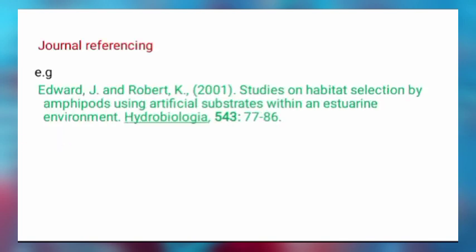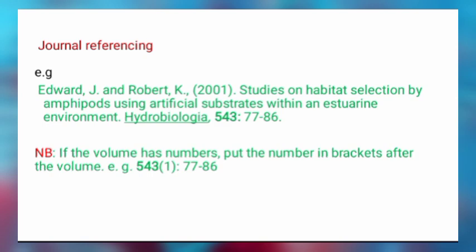Now let's move on to journal referencing. Journal referencing is somewhat similar to book referencing, but here you write the name of the author, then you move on to the year, the journal that you're using, then you get to the publication, and then you add your volume as well as the page numbers.